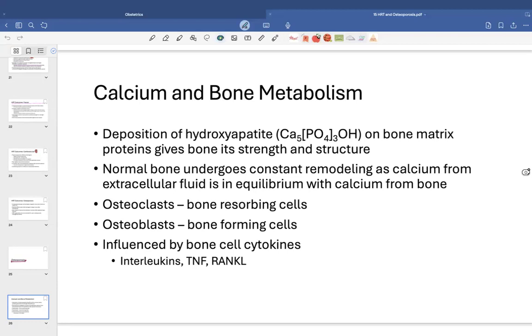Constant remodeling, as calcium is exchanged between the extracellular fluid and bone, takes place through a number of cells called osteoclasts, which are bone absorbing cells, and osteoblasts, which are bone forming cells. Their activities are influenced by a number of cytokines, including interleukins, tumor necrosis factor, and a pharmacologically relevant one called RANK ligand.